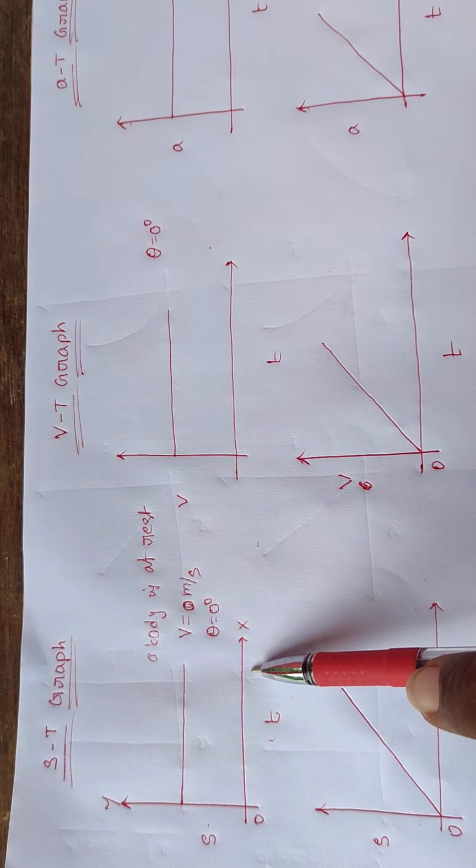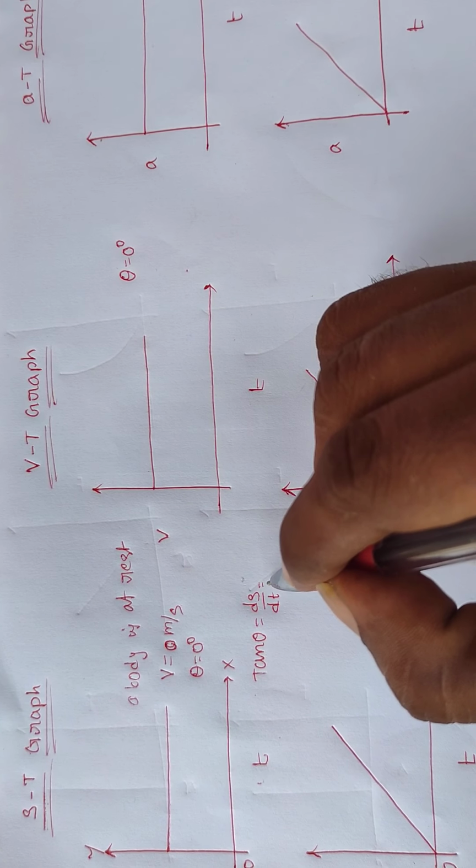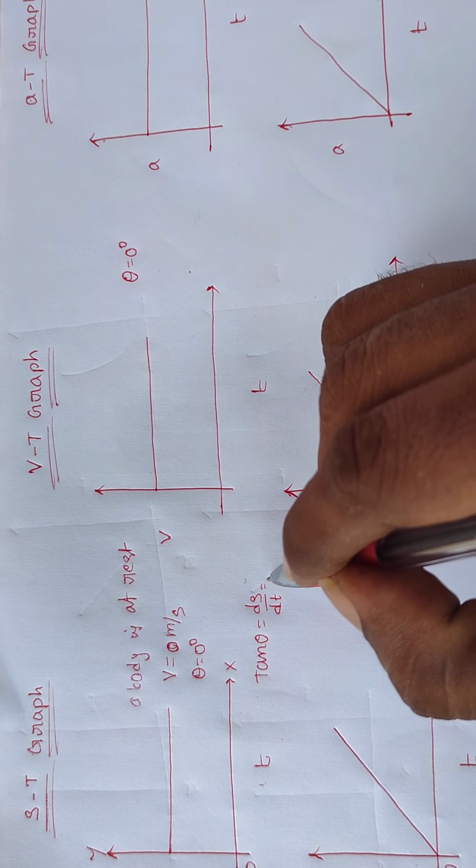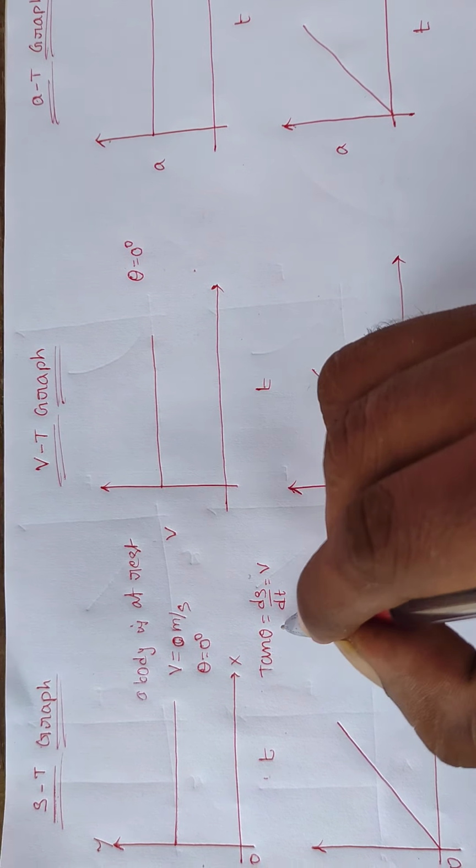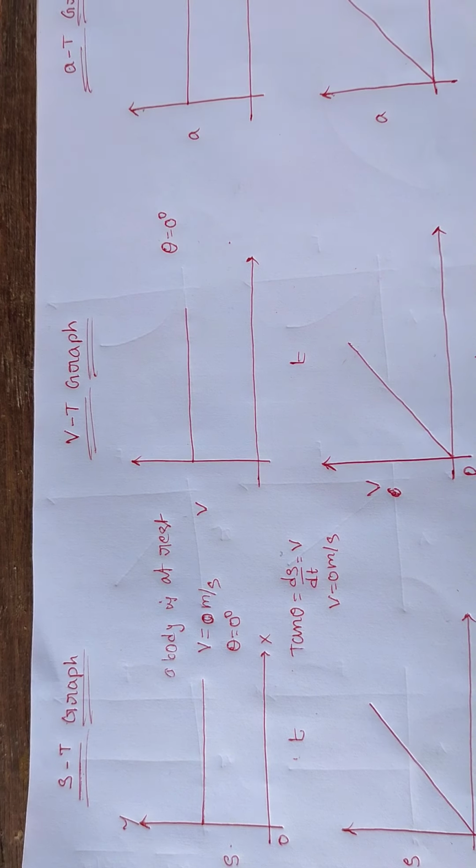Already explained this point: tan theta equals ds by dt. Okay, tan 0 degree value, how much? 0. ds by dt, the rate of change of displacement, is called velocity. Yes or no? So here velocity equals 0 meter per second. Understood? So this point is very important.